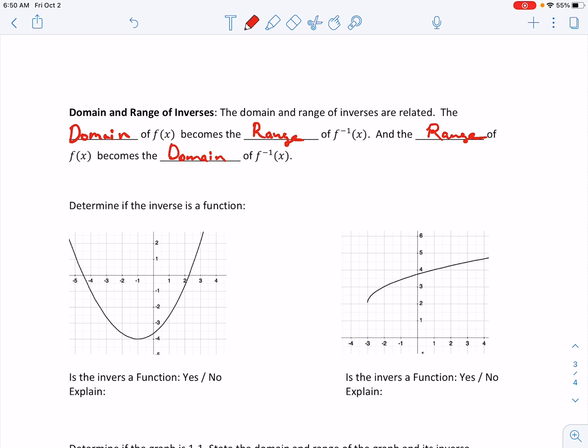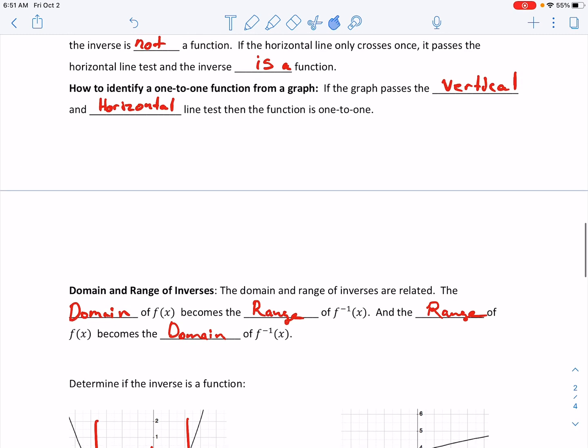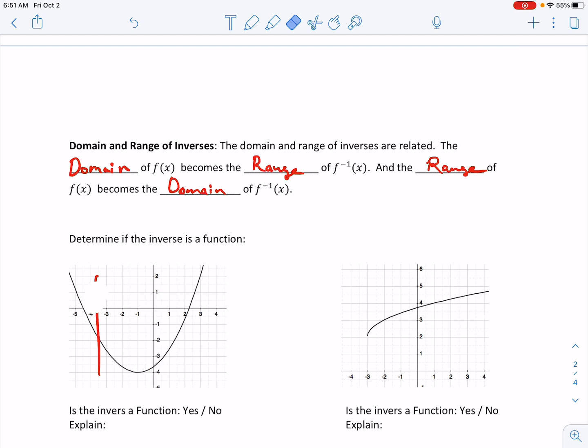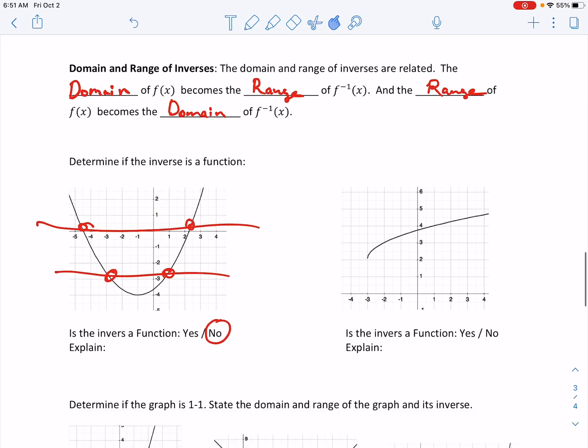First, we have a graph of a parabola, and we want to know if it passes the line test. Does it pass the vertical test? Yeah, it does. So a parabola is a function. Does it pass the horizontal line test? No. It fails the horizontal test. So the inverse is not a function because it fails, or does not pass, the horizontal line test.